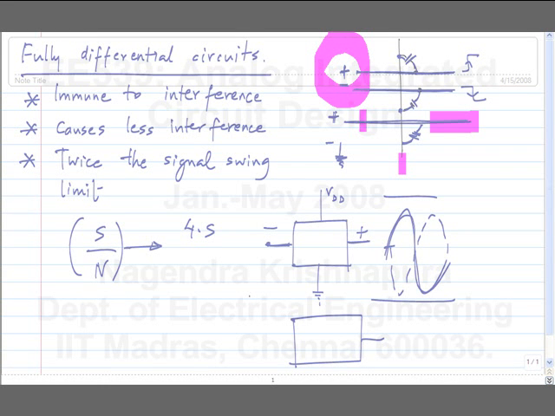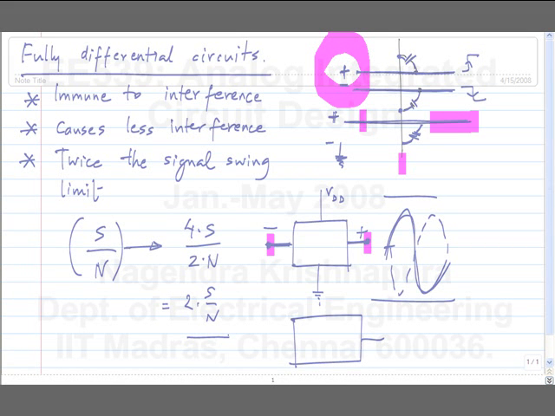Now the noise, we will see this afterwards. If you measure some noise here, it's a symmetrical circuit, so there will be some noise at this point and some other noise at this point. And when you take the difference, you will end up getting twice the noise mean square value. So you will get twice the signal to noise ratio.